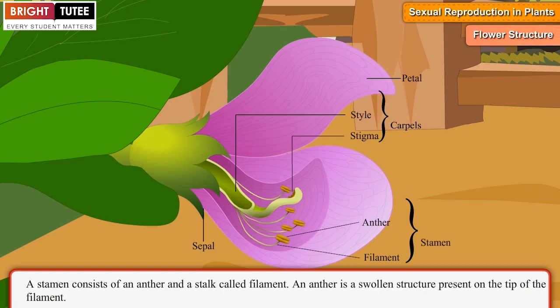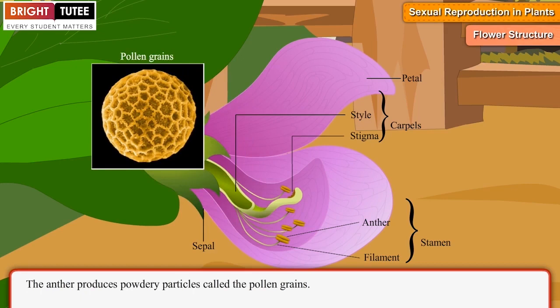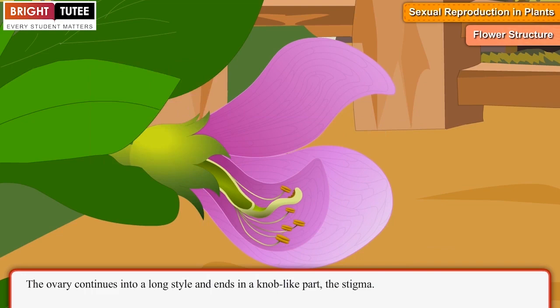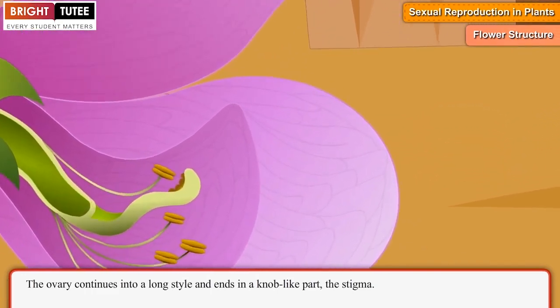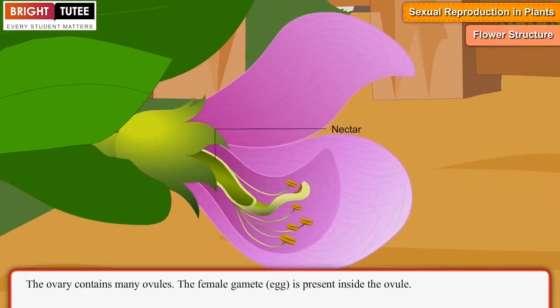A stamen consists of an anther and a stalk called the filament. An anther is a swollen structure present on the tip of the filament. The anther produces powdery particles called pollen grains. Pollen grains contain the male gamete. A carpel consists of a basal swollen portion called the ovary. The ovary continues into a long style and ends in a knob-like part, the stigma. The ovary contains many ovules. The female gamete or egg is present inside the ovule.